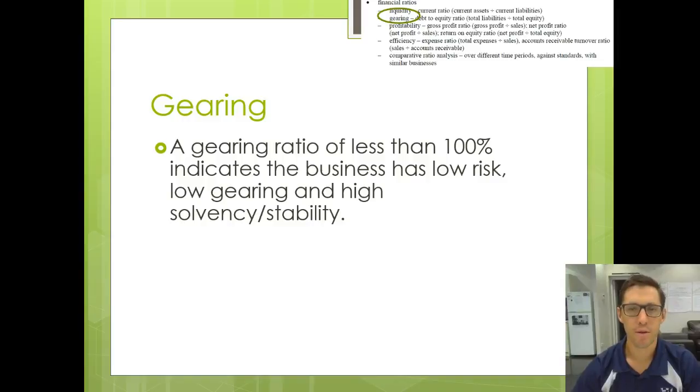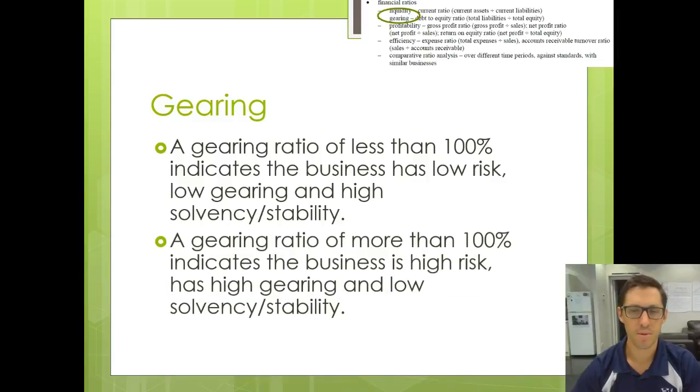The rule of thumb really is around the 100% mark. A gearing ratio of less than 100% indicates that the business has low risk, and it's lowly geared, and it has high solvency and stability. And conversely, anything over 100% is generally considered to be a business that is highly geared. It has some level of risk, and it's got high gearing and low solvency, and future long-term stability.